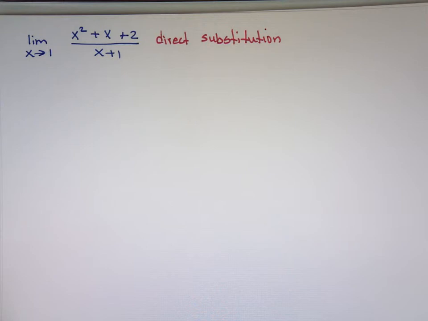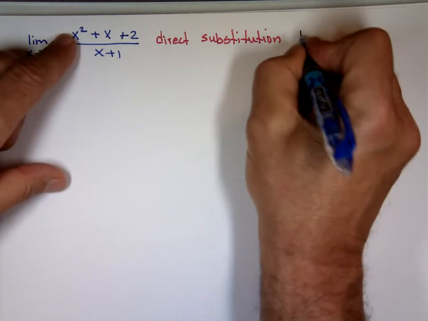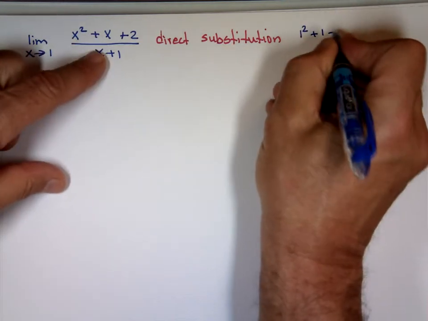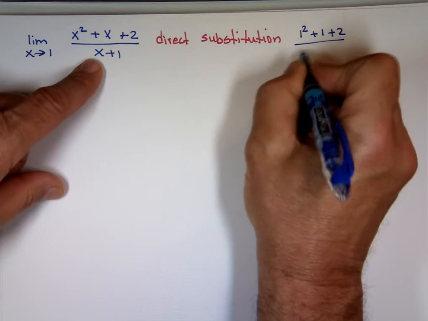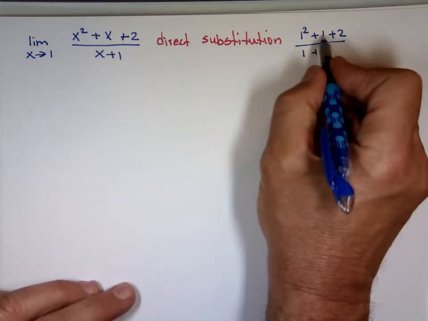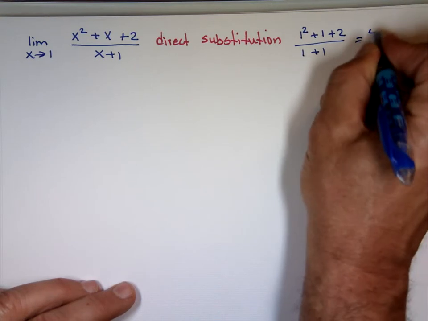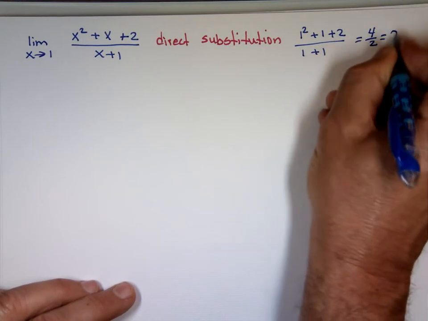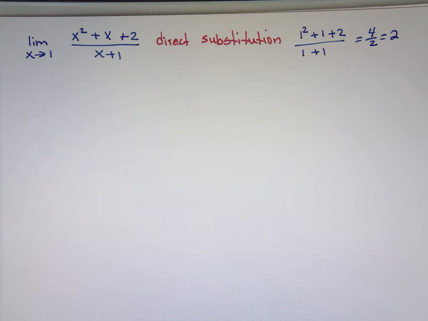Will give me what? What is 1 squared plus 1 plus 2 divided by 1 plus 1? That's 1 plus 1 is 2. 4 over 2. What's the answer? 2. Done. There is no reason to break it down.